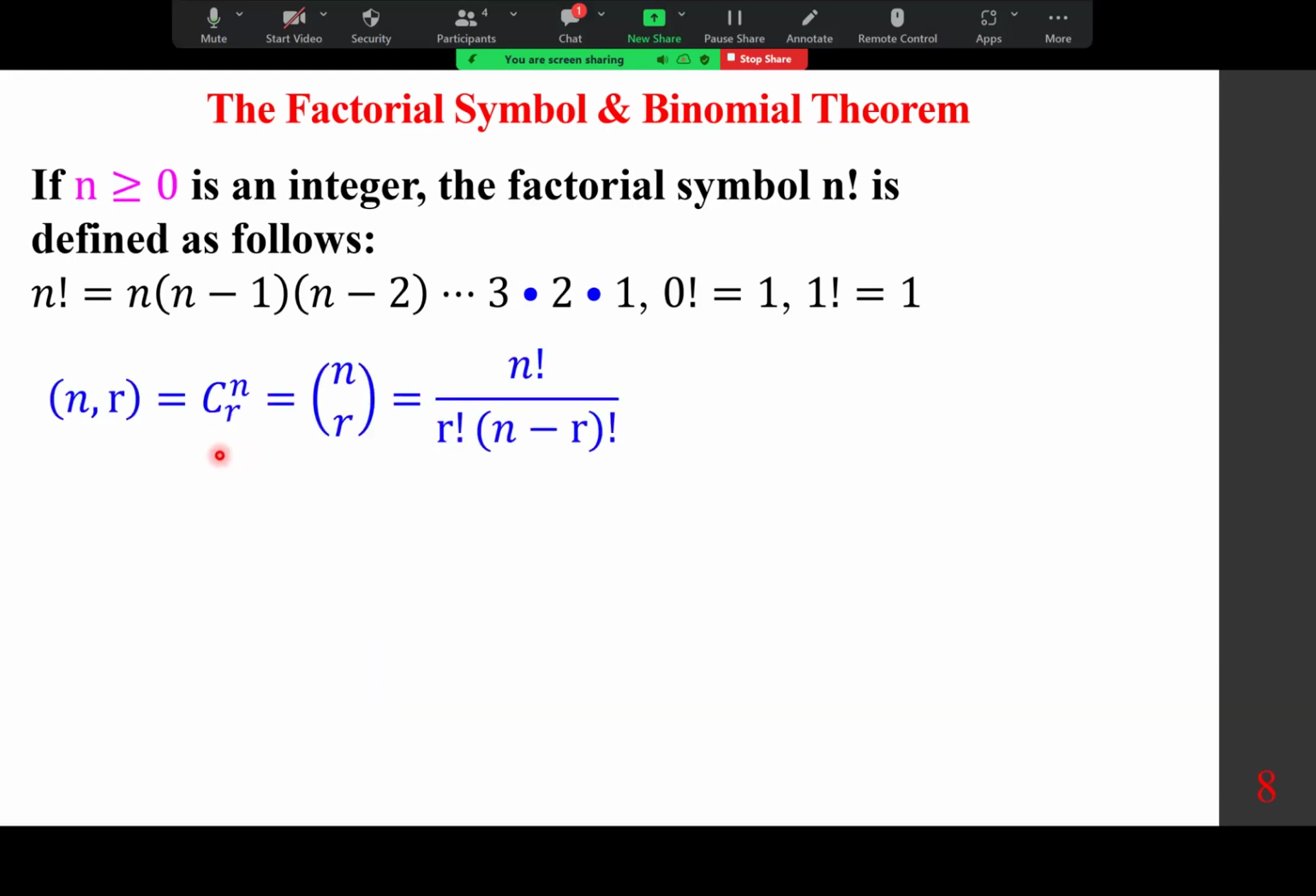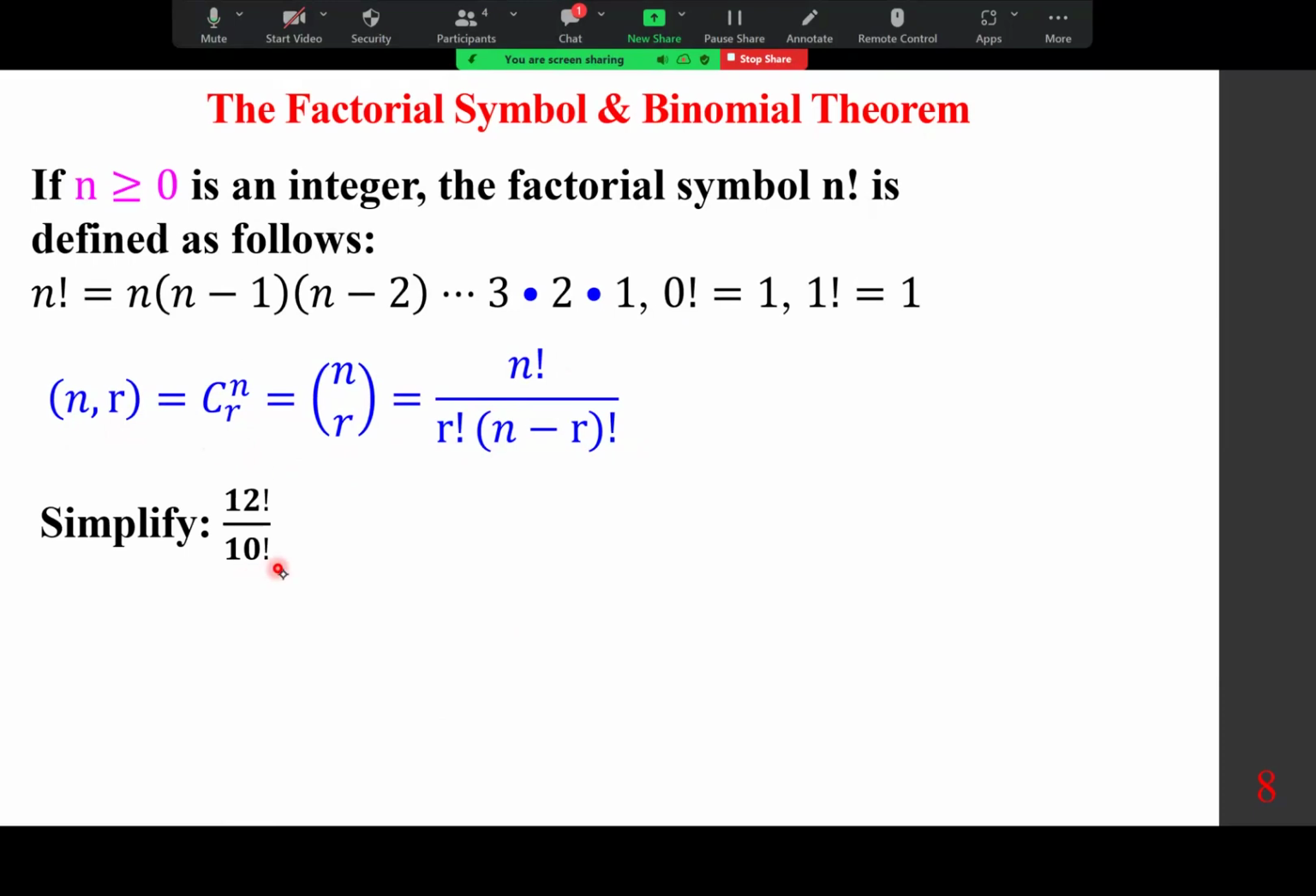Now here's the combination definition. The way we write them, we can write parentheses n comma r, or parentheses with n at top and r at the bottom: n factorial over r factorial times n minus r factorial. So we choose r from n, and order is not important.